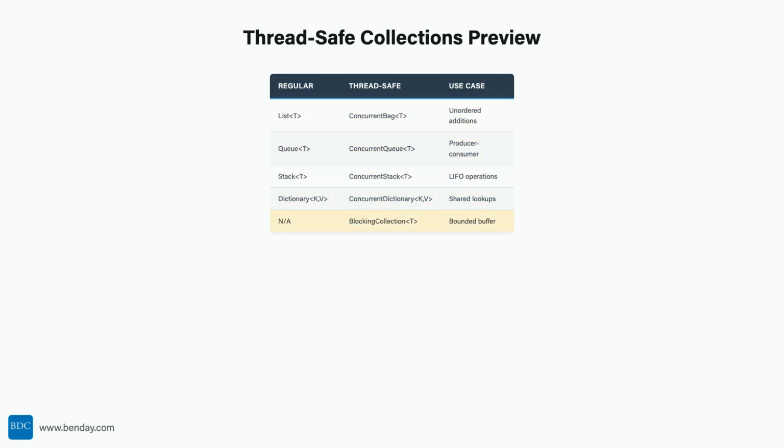BlockingCollection is special. It's designed for producer-consumer scenarios where one thread adds items and another removes them. It blocks you when empty or full, coordinating the threads automatically. These collections make concurrent programming way easier. We'll explore them in detail next video and see how they work their magic.